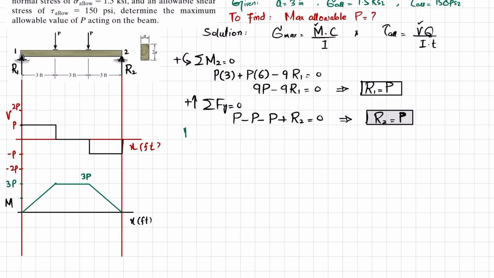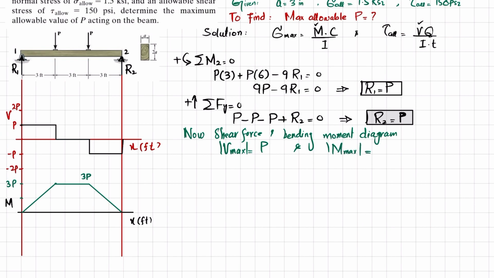Now from the shear force and bending moment diagram, you will get maximum shear force equal to P. If you take either mod, it will be equal to P, and the absolute maximum bending moment is equal to, you can check it, 3P. So you have both these values.